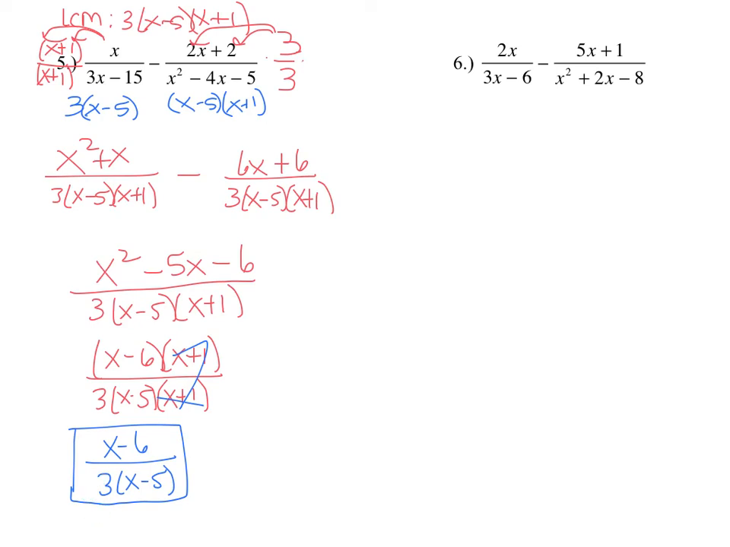So why don't you pause the video, try this final example and then come back and see how you did. Be sure to factor your denominators, find your least common multiple, multiply each fraction by what its denominator is missing from the least common multiple, combine your numerators, and then see if you can factor and simplify.